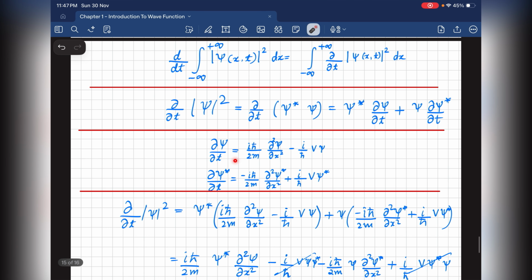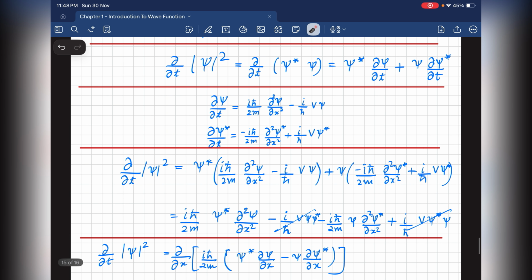So del psi by del t gives us i h cross by 2m into del square psi by del x square minus i by h cross into V of psi. And the del psi star by del t equals to minus i h cross by 2m del square psi star by del x square plus i by h cross V into psi star.